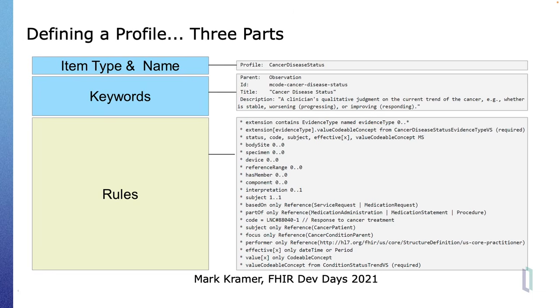Note the keywords. We start off specifying the base resource or implementation guide. Then we include the ID, title, and description. The rule section defines constraints on the FHIR elements that we've talked about in profiling, such as cardinality.